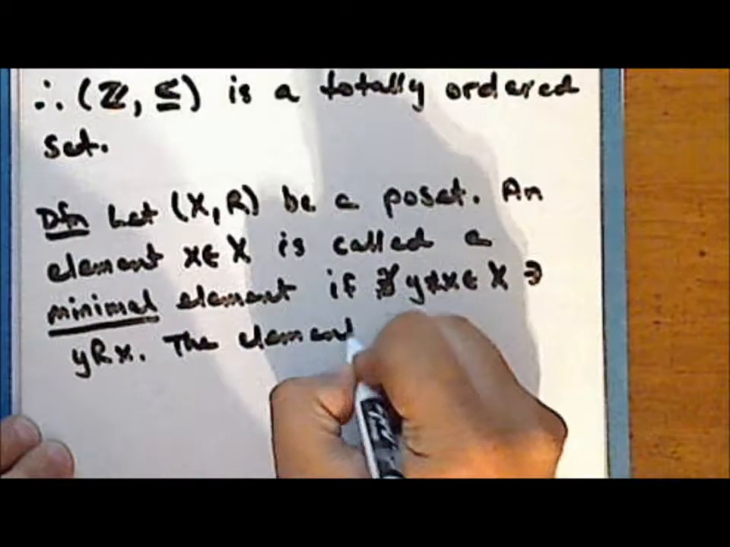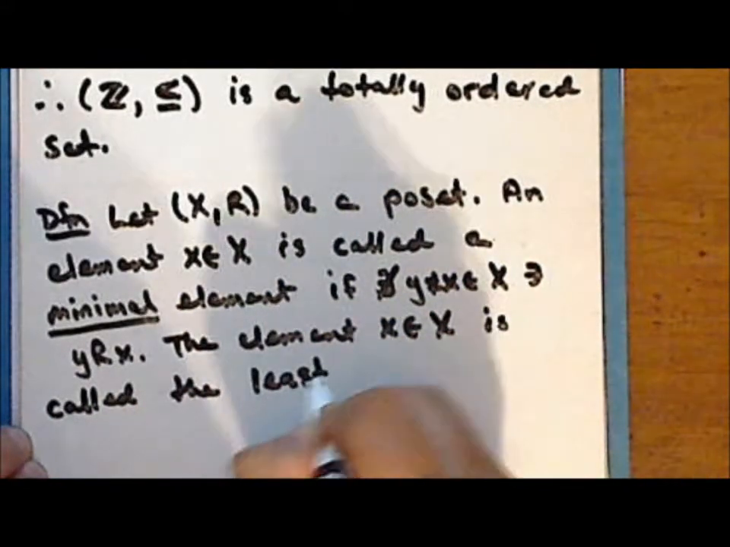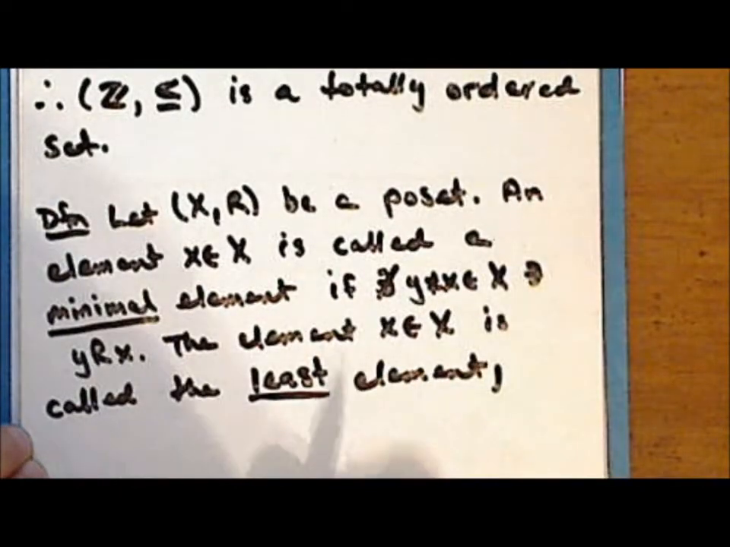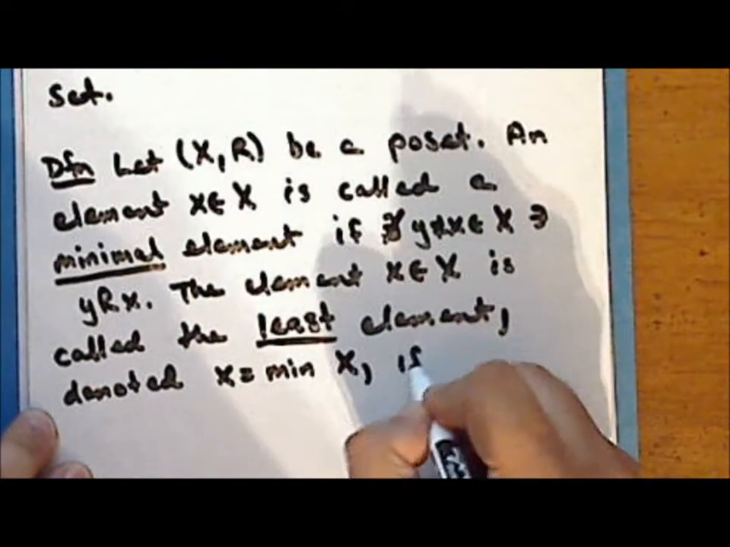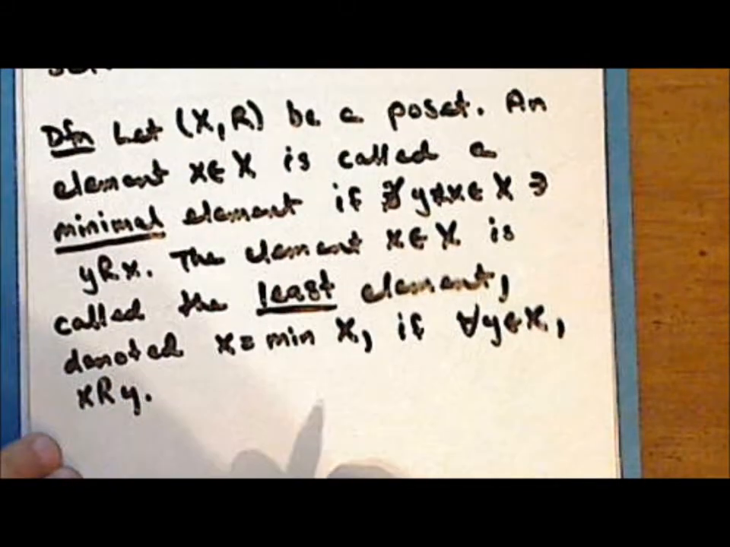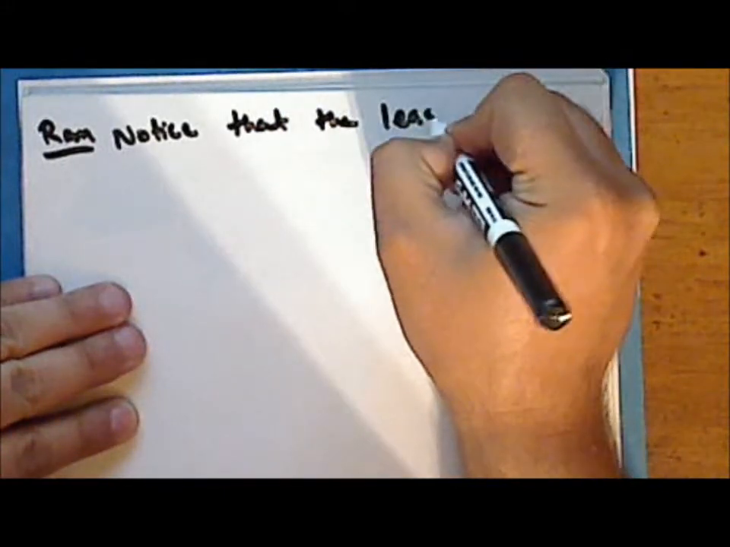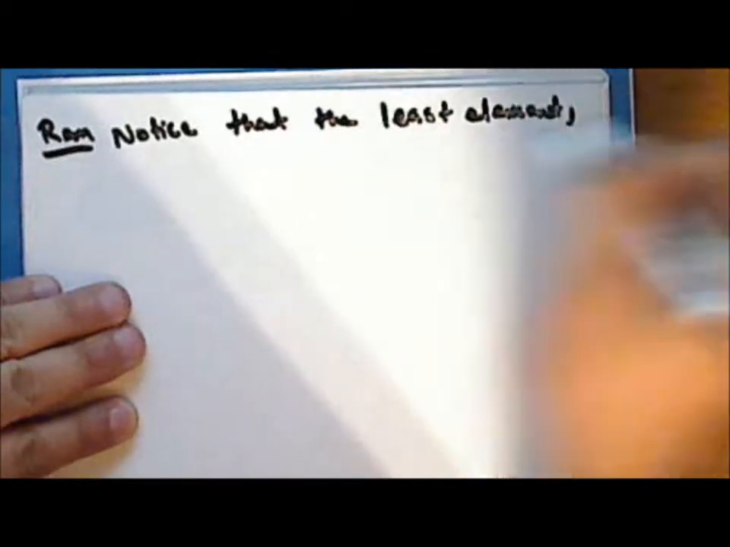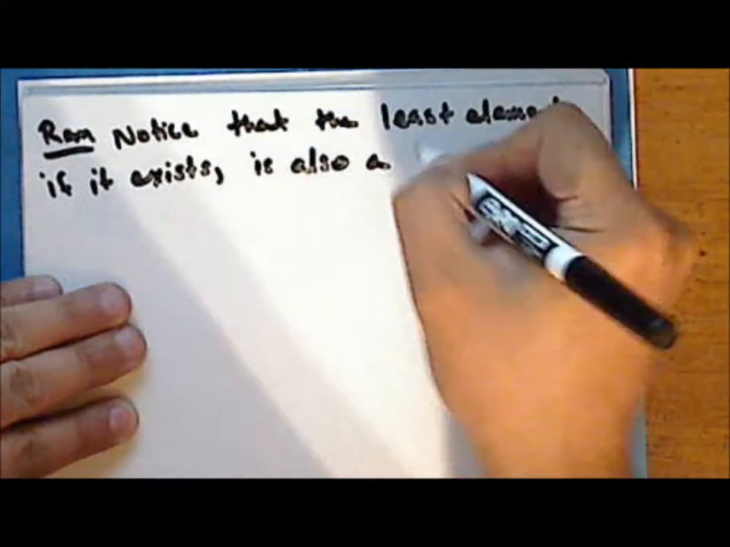The element X is called the least element, and this is denoted X is equal to the min of X, if for every element Y in the set X we have that X is related to Y. So notice that the least element, if it exists, is also a minimal element.